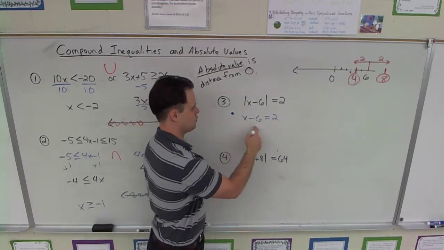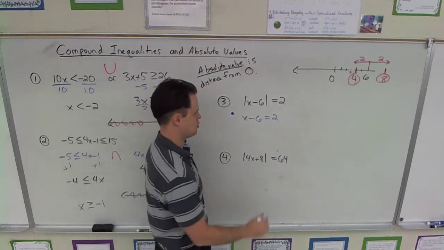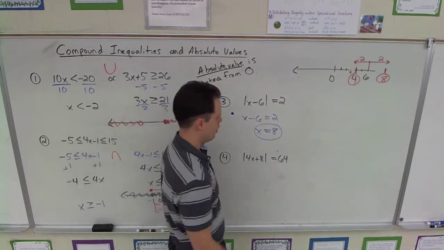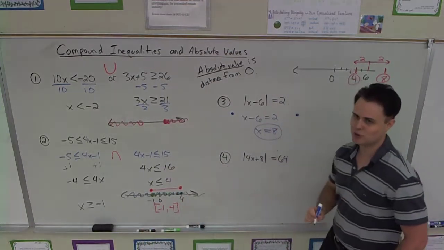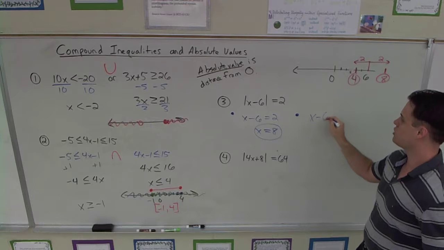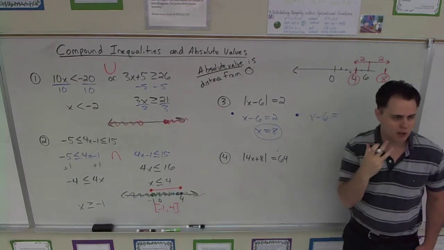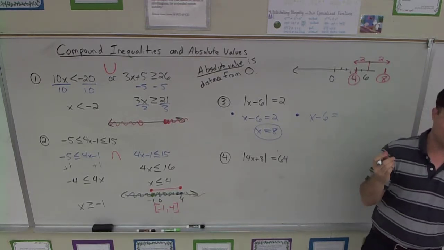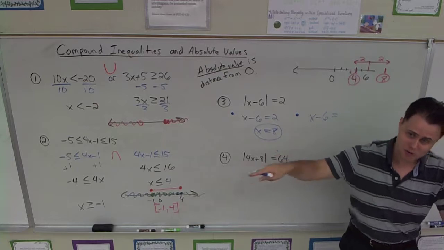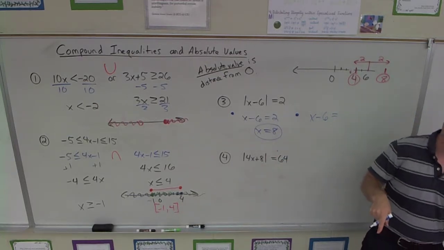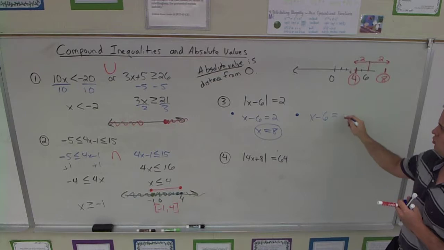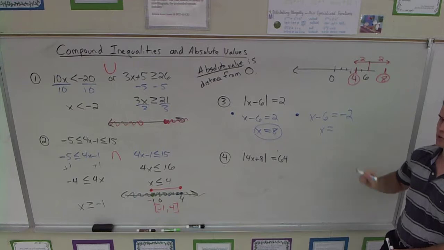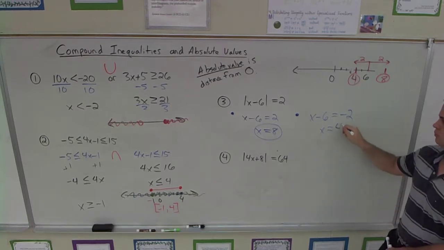Do that problem. What do you do to both sides? Add 6. What do you get? 8. And then do a whole separate problem. Use bullet points. And say x minus 6 equals negative 2. And remember that distance along a one-dimensional space can be this way. It can also be that way. This way is positive, that way is negative. Okay? So add 6 to both sides there and you get 4.